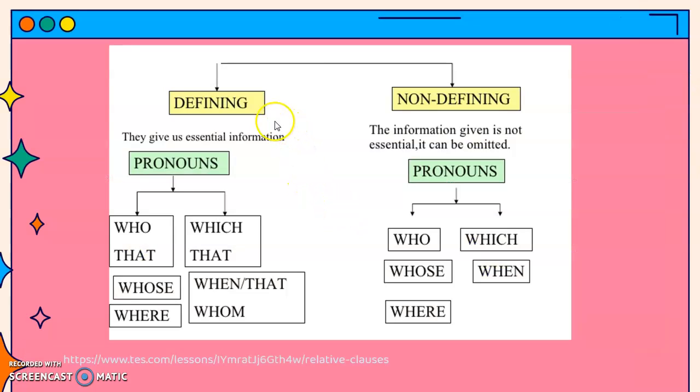Okay. This chart helps us to understand and to know which relative pronouns we can use. So defining are the ones that give us essential information. So we can use who and that. We can use the same which and that. We can use either which or that, and it doesn't affect my sentence. Whose, where, when, or that, or whom. Non-defining, as I told you before, is to give extra information, so we can use who, whose, where, which, and when.